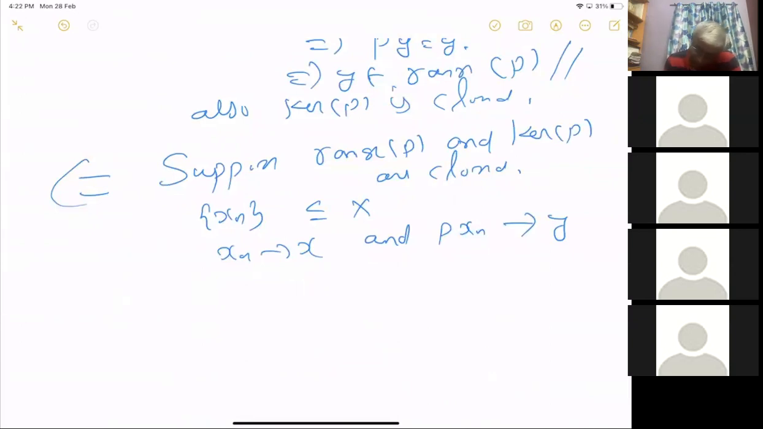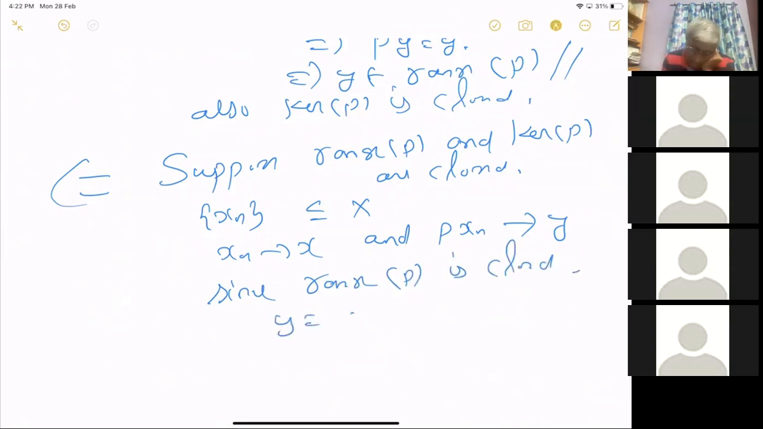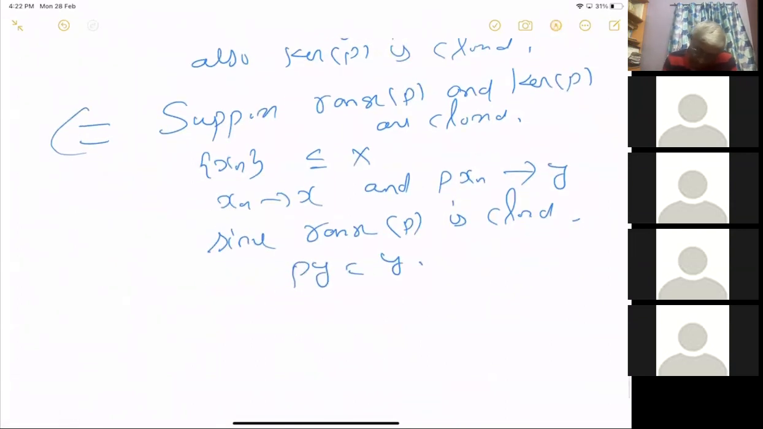So range of P is closed. Since range of P is closed, y looks like some Px, so that will imply, by what we have noticed earlier, since range of P is closed, P of y equal to y. So this implies P of y equal to y.